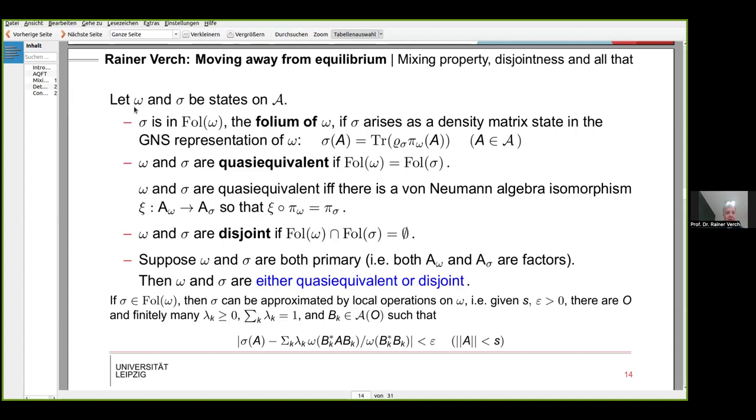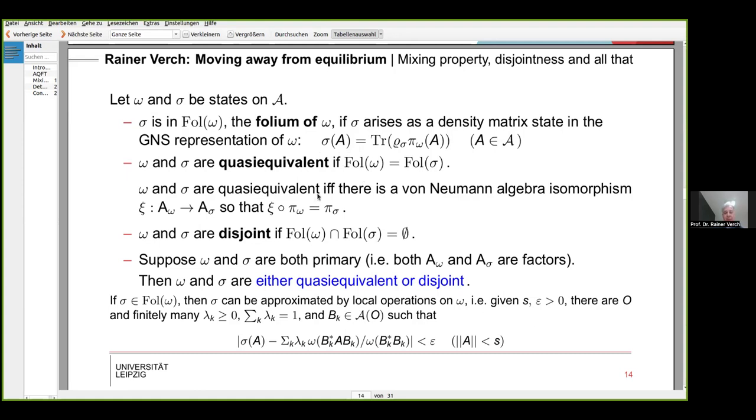Anyway, let us consider two states, omega and sigma, on this quasi-local algebra for the quantum field theory. And one says that sigma is in the folium of omega if sigma arises as a density matrix state in the GNS representation of omega. So it can be written in this way, where this rho sigma is a density matrix on the GNS Hilbert space of the state omega. And one says that these two states, omega and sigma, are quasi-equivalent if their folia of states are identical.